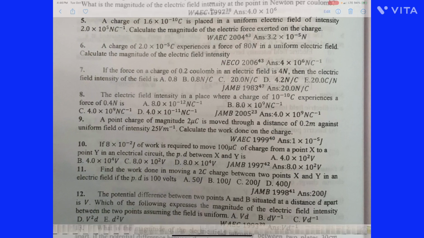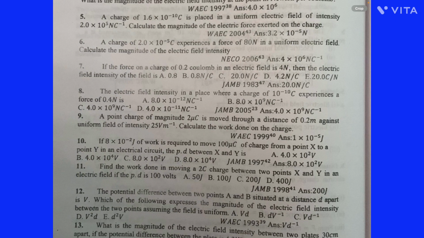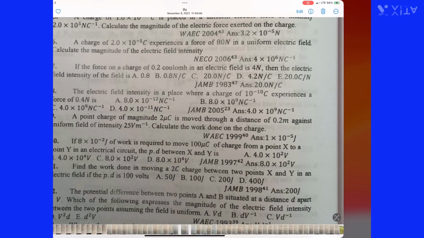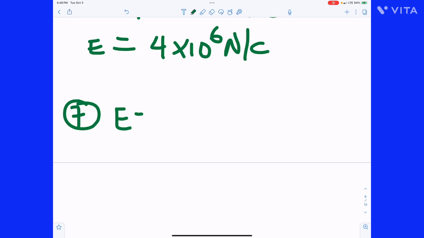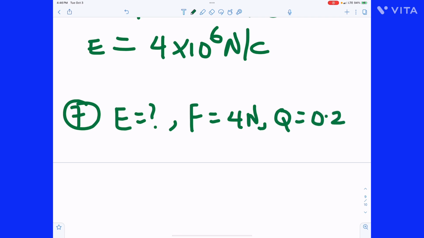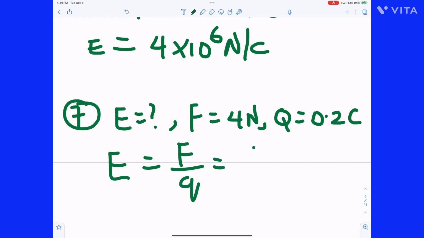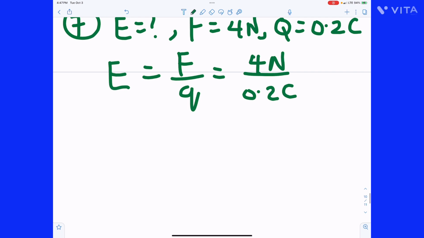Question 7 says, if the force on a charge of 0.2 coulombs in an electric field is 4 newtons, the electric field strength is, we are looking for electric field strength. Force is 4 newtons, the charge is 0.2 coulomb. That's simple. Electric field strength is F over Q. So that is 4 newtons over 0.2 coulomb. 4 divided by 0.2 gives us 40 over 2, so 20 newton per coulomb is the electric field strength.